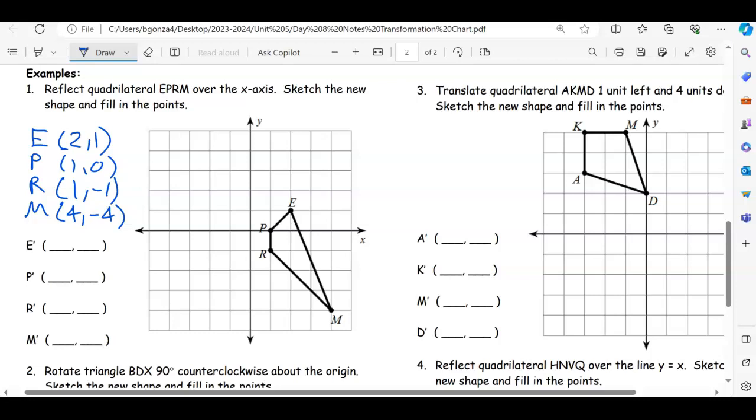What's the first word right here? Reflect, right? Now, reflect what? Which way? So keep reading, reflect over what? It says x-axis, right? Cool. So reflect over the x-axis.